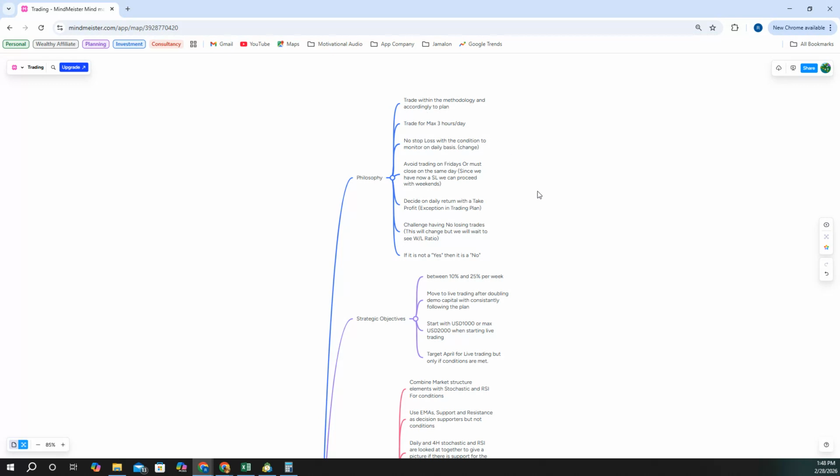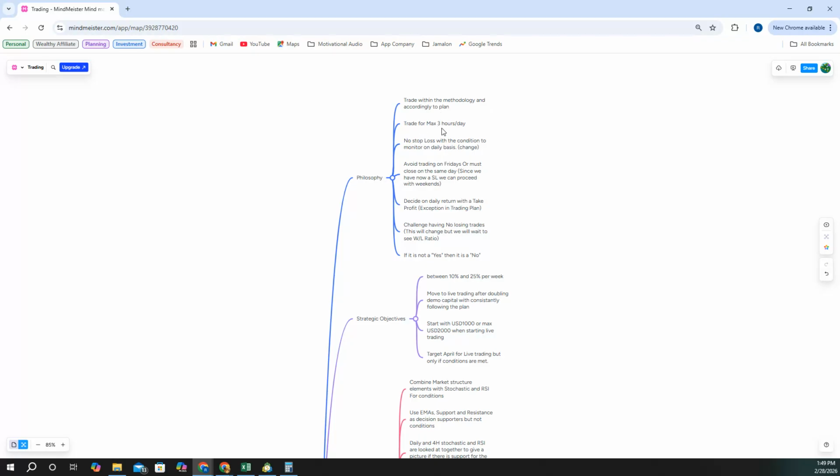And before going into those changes, as I said the first time that I talked about the trading philosophy, this has just been built, and it is expected for this philosophy to change and be updated and modified by maturity, experience, all factors. It's a dynamic being, and it must change and evolve over time. So trade within the methodology and according to plan, that's fine.